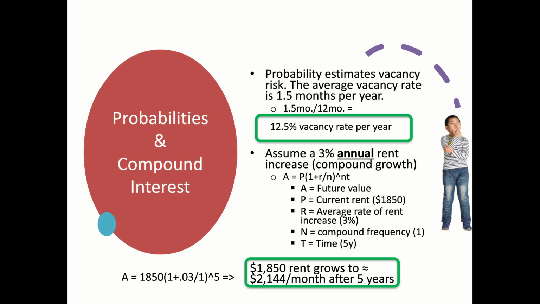Compound interest for annual rent is a great calculation for both investors and renters as it provides a rough estimate of what rent will look like in a certain number of years. If a unit rents out for $1850 per month and we assume a 3% annual rent increase, to find the future value, we can use the formula A equals P times (1 plus R over N) with an exponent of N times T. In this case, we can expect the current $1850 rent to increase to $2144 in 5 years.